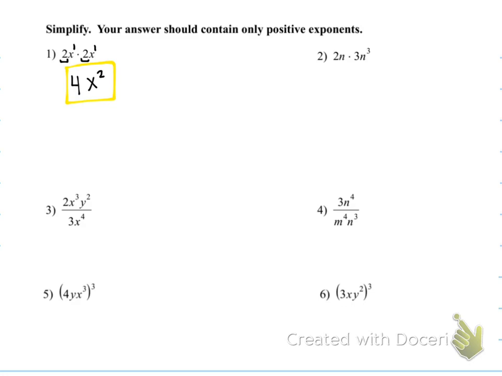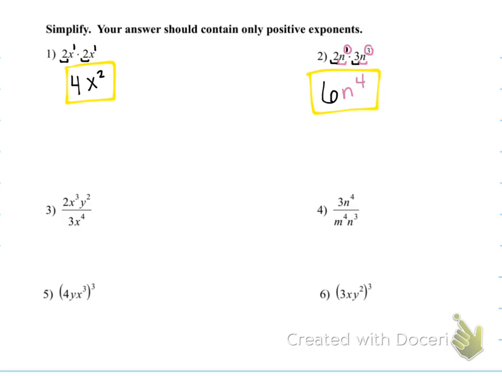Same thing for number 2. Take your big numbers, multiply. 2 times 3 gets me 6. Okay, and then make sure that each has an exponent. So add that 1 to the n. And then you're going to take your n's and add your exponents. So 1 plus 3 gets me n to the 4th, and that's my final answer.